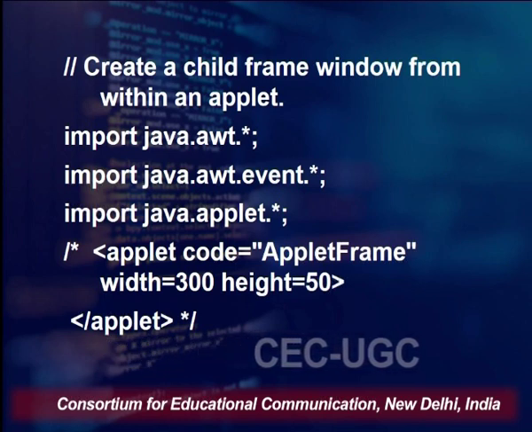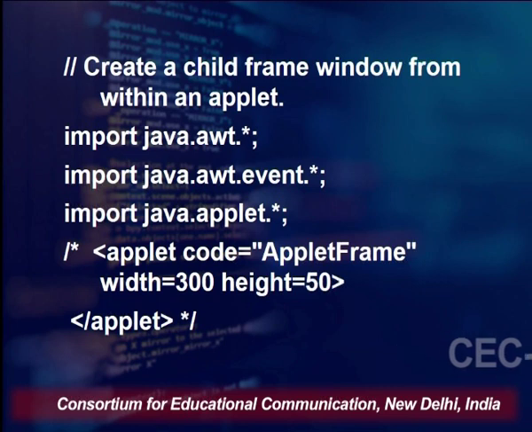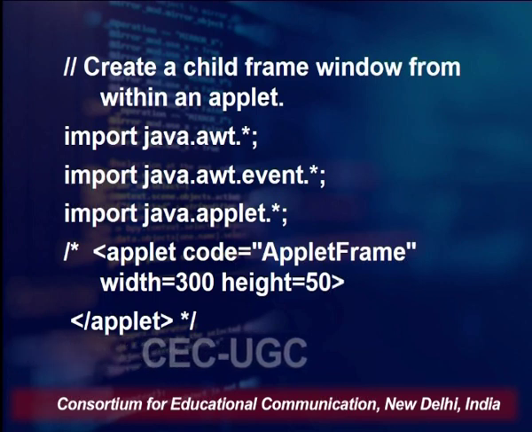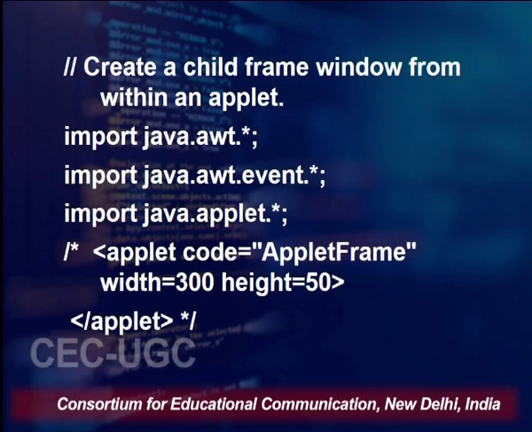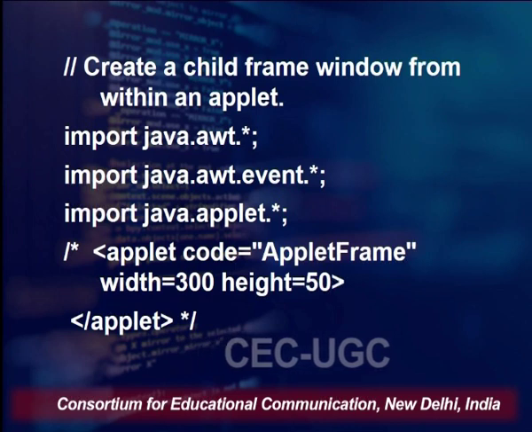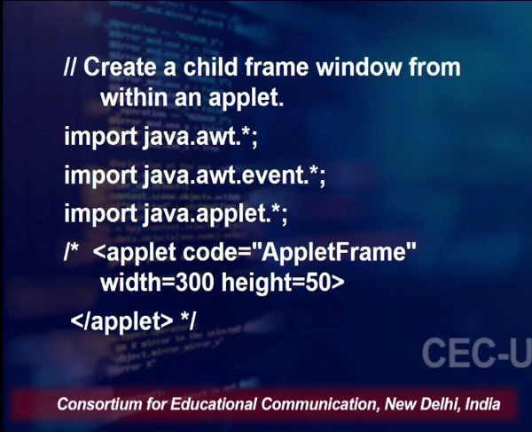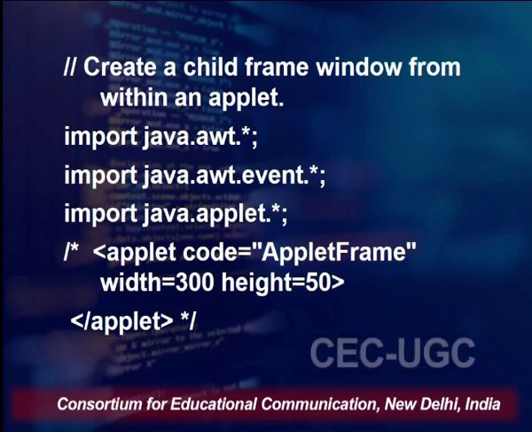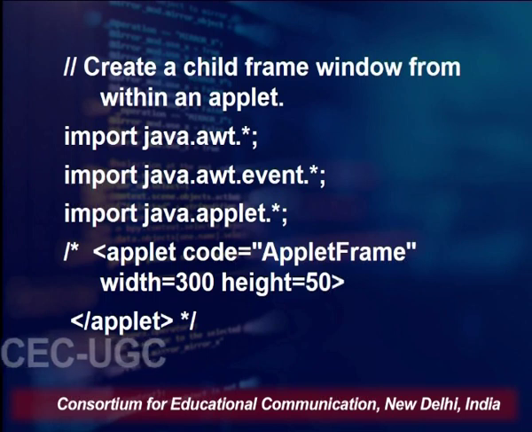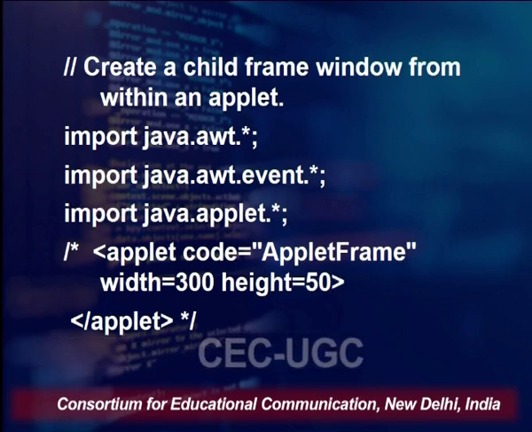Now here the applet code is actually written in the form of a comment. This is also a method of implementation of an applet. The applet tag is written inside the comments in the Java program, which says applet code equals AppletFrame, and then the width and height of that particular frame, whatever you need, and then this applet tag is closed here. Because this is a Java program, this goes inside the comments.